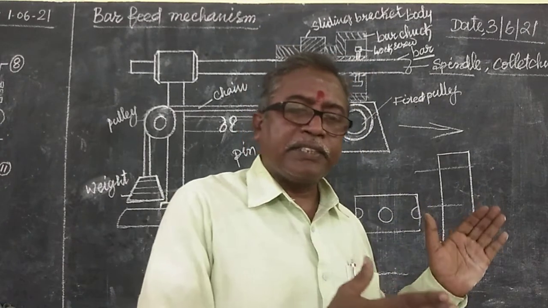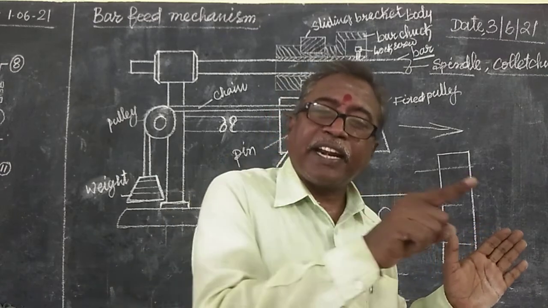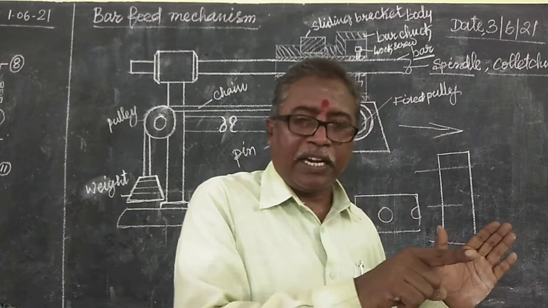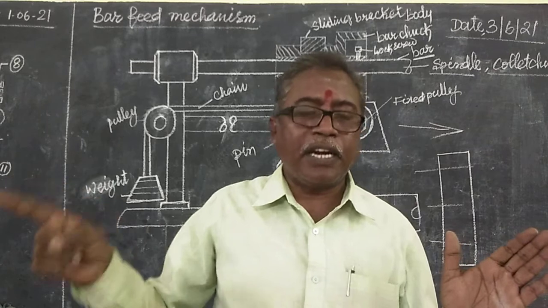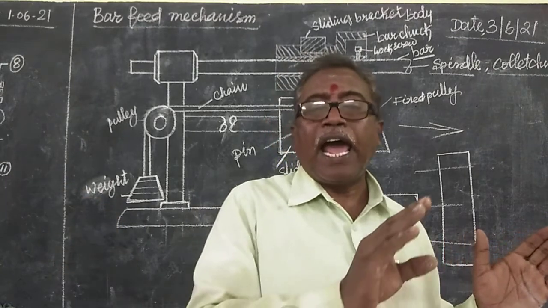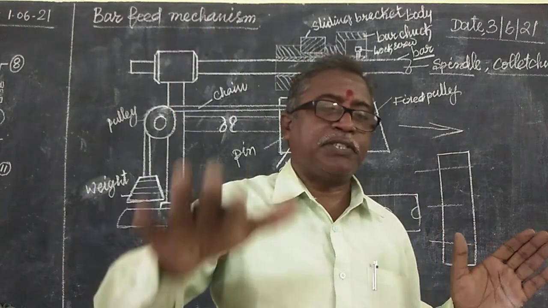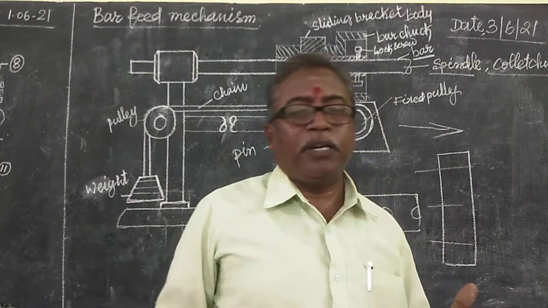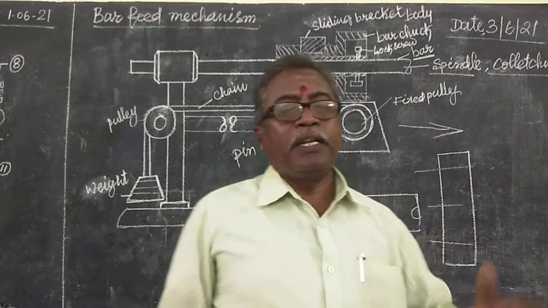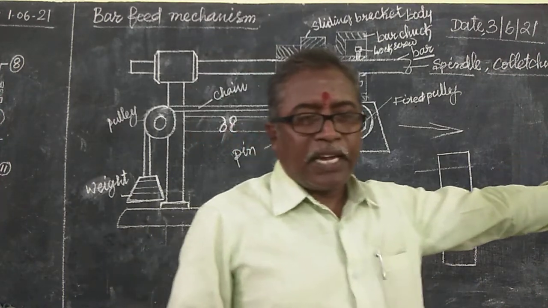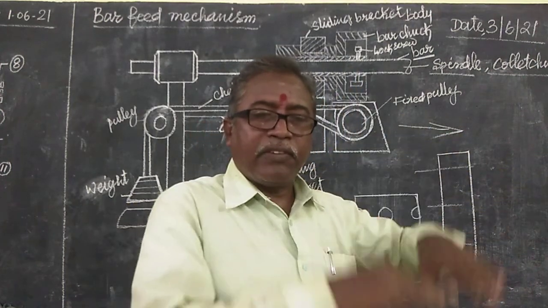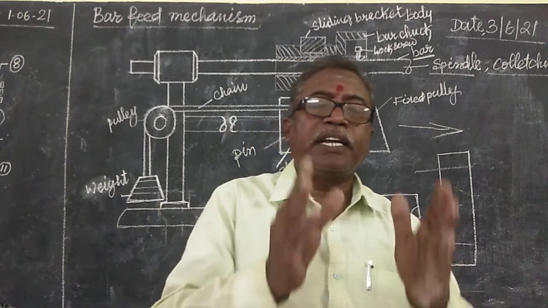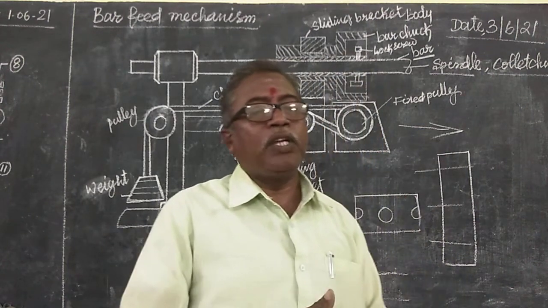In the case of the capstan lathe, there is a ram or auxiliary slide. In the case of the turret lathe, there is no auxiliary slide; it is directly seated on the saddle. That's why heavy cuts can be given in the turret lathe. Because of the ram auxiliary slide moving, the overhang will come. Because of that, heavy cuts will not be used.